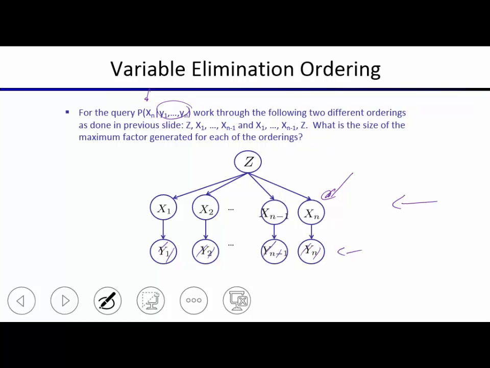So the first ordering for you to consider is this one here. You start with z and then x1 through xn minus 1. The second ordering is start with x1 through xn minus 1 and then finally eliminate z. Those are two options out of, in fact, n factorial options that you can consider for your variable elimination ordering. Let's have you think for a few seconds about which ordering you would prefer and how cheap or expensive each of these orderings is.